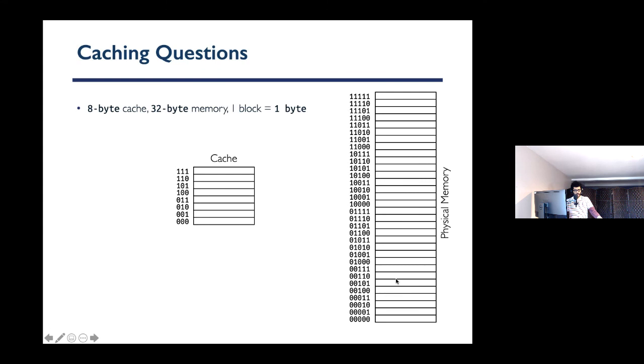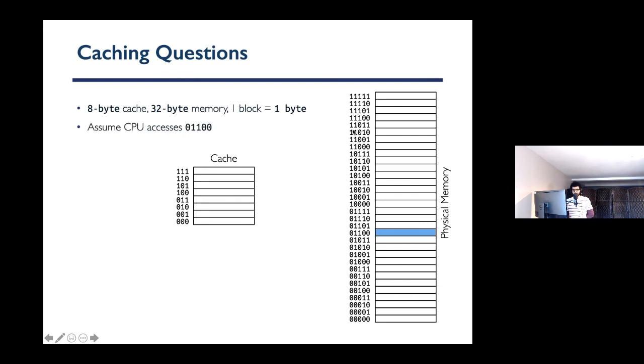Okay, now cache questions. Hopefully by this time I have motivated that we need to have caches, and caches are good. Let's say I've decided to have a cache. So I have my physical memory and I'm going to put a small cache here. Let's say, for the sake of argument, that each block is 1 byte. So I have all the bytes here in my memory. And let's say my cache is just an 8-byte cache. So it has only 8 bytes in it. That's the capacity. And my memory is a 32-byte memory.